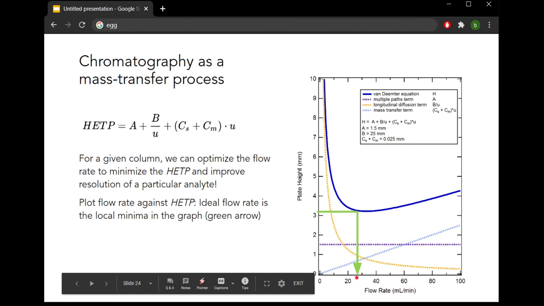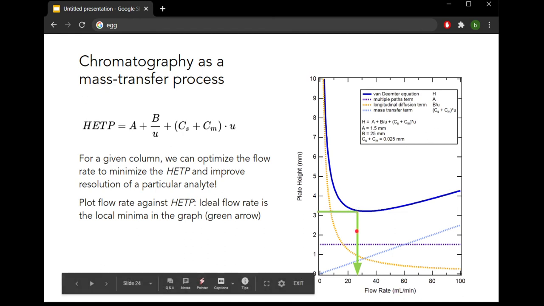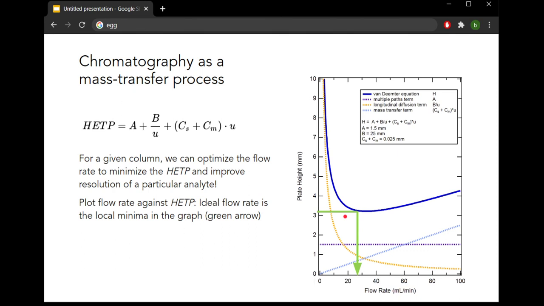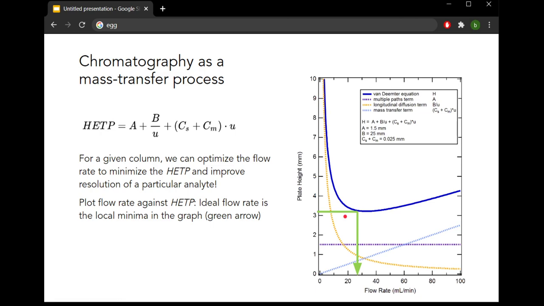So this means that if we use exactly this flow rate, we get an ideal separation of our analytes. This is the ideal over here. You're all with me so far? Yes. Okay.